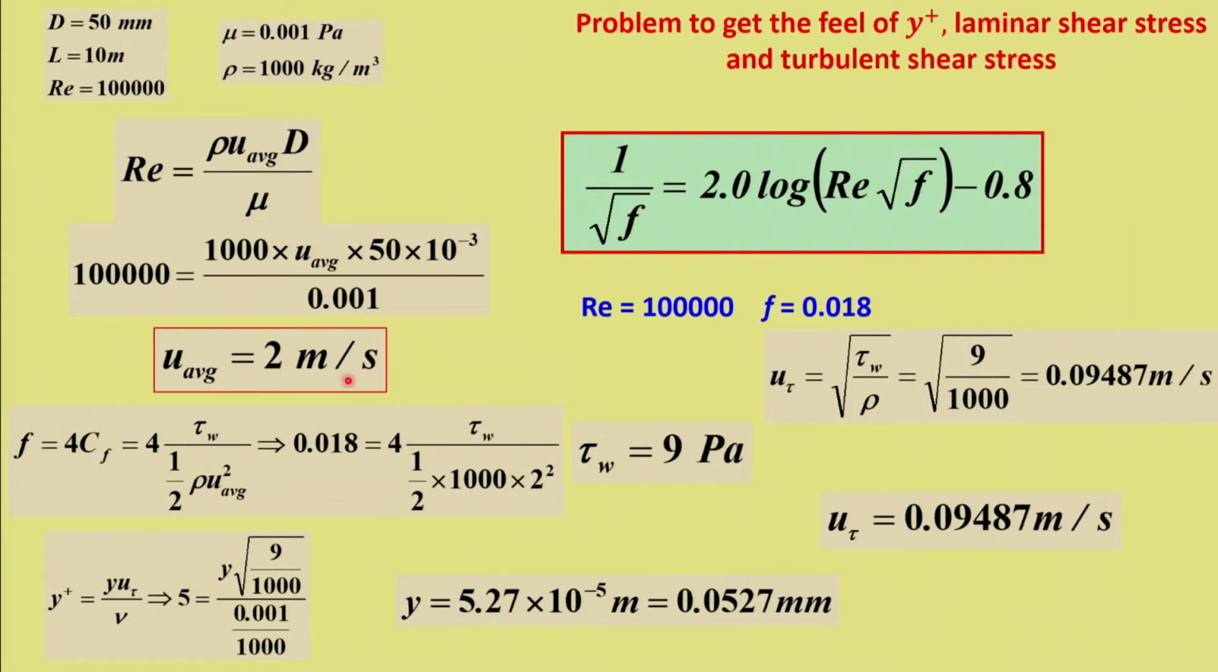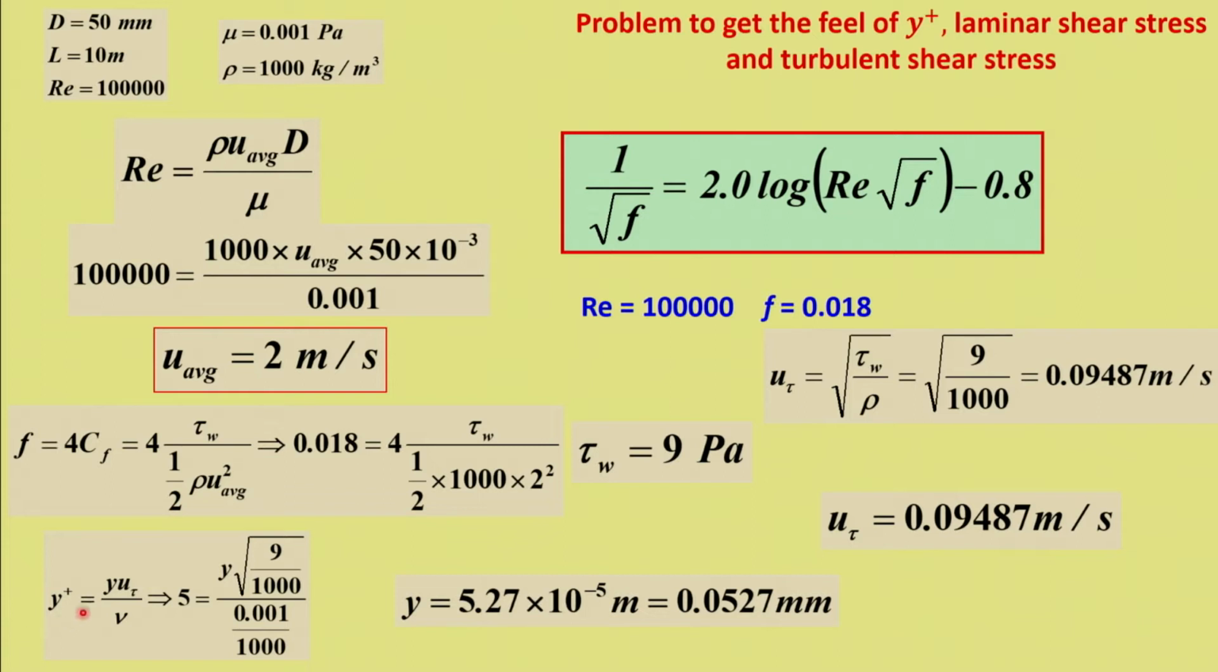For water, 2 meters per second is quite a high velocity, and using Prandtl's friction factor relation, you get f equal to 0.018. Taking U tau equal to root of tau wall by rho, you get 0.09487 meters per second. So f equal to 4 Cf, and by substituting half rho U average squared, you get tau wall equal to 9 pascals.